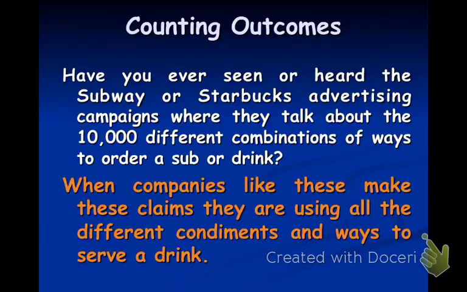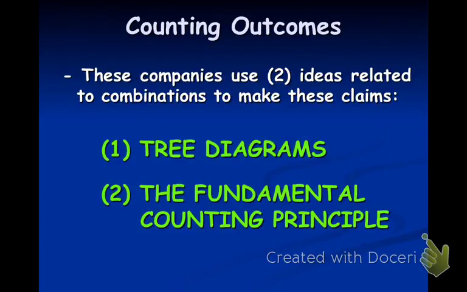So when companies make these claims, they are using all the condiments as different ways to build a sandwich, whether you include mustard or whether you include mayo, whether you include lettuce or spinach. And whether you choose to include it or not, there's a lot of choices to make. And there's a lot of ways to serve a drink as well. What kind of milk are you going to use? Are you going to use cream or not? So this is how you end up with 10,000 different combinations, or even more than 10,000. So let's go ahead and look at how these companies use these ideas of the tree diagram or the fundamental counting principle. So we're going to focus on tree diagrams today.